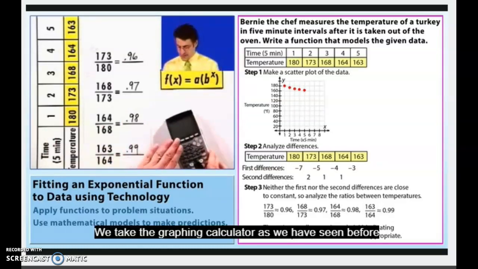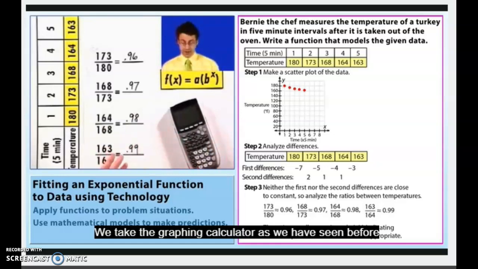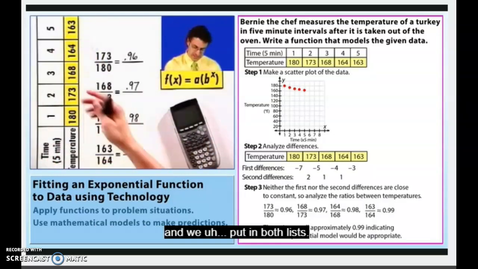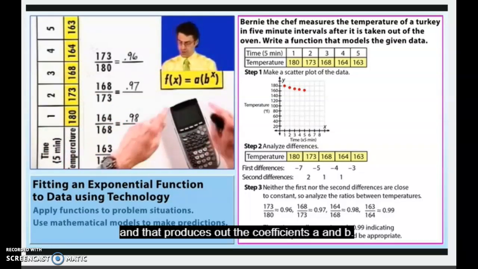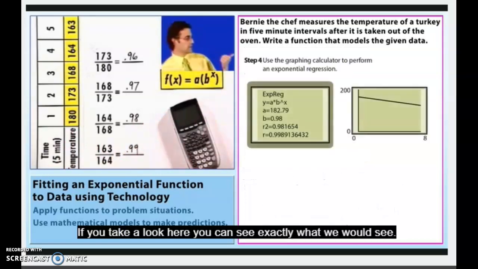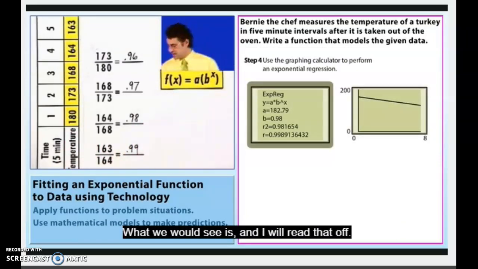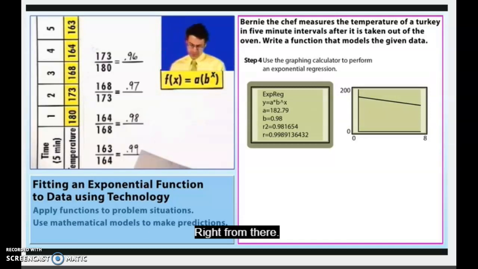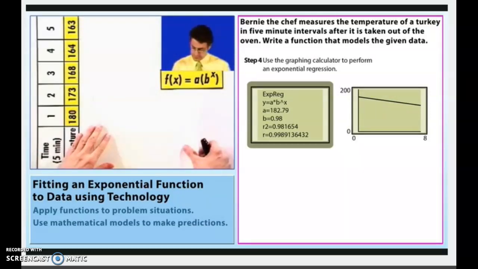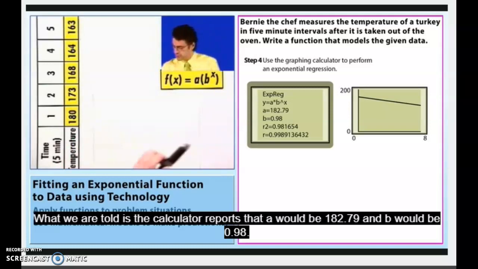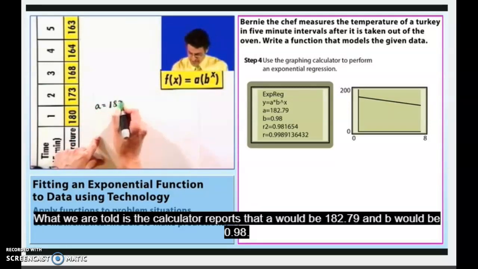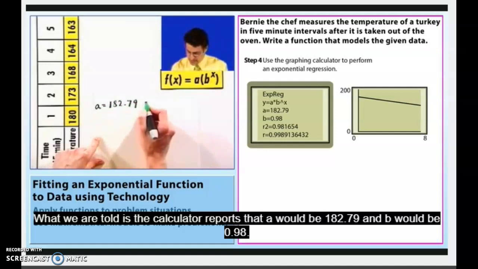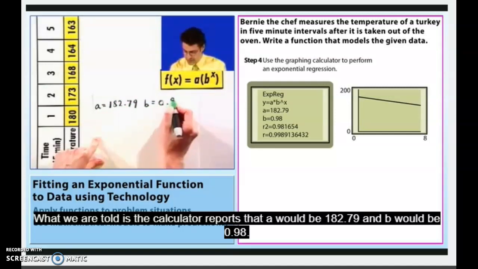So what do we do? We take the graphing calculator, as we've seen before, and we put in both lists. Okay, we run the exponential regression, and that produces the coefficients a and b. You can take a look here. You can see exactly what we'd see. I'll read that off right from there. The calculator reports that A would be 182.79, and B would be 0.98.